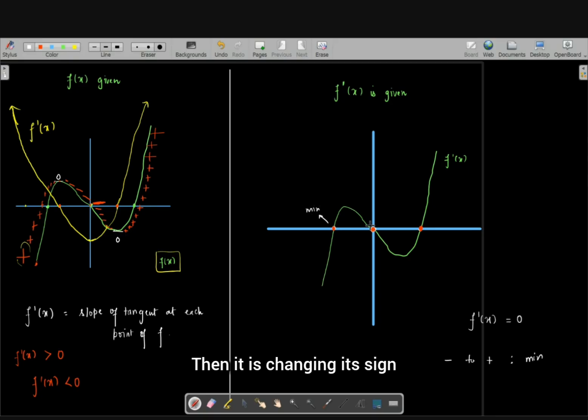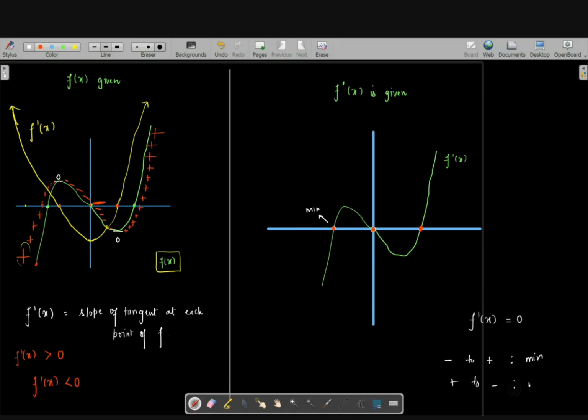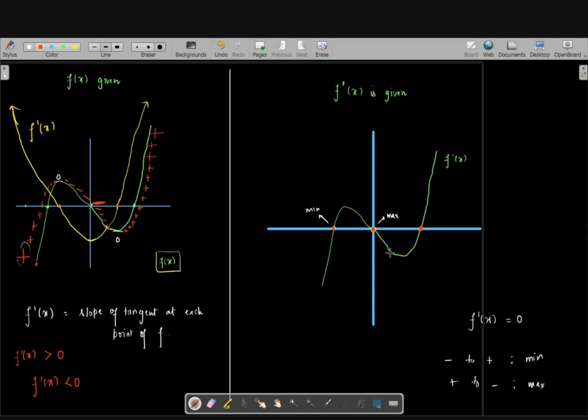Then it is changing its sign. So in this interval, from this point to this point, it is positive. So now at this point, it is changing its sign from positive to negative. So this is a point of maxima. Then it is negative, negative, negative, negative. And after this point, it again becomes positive. So this point is again minima.